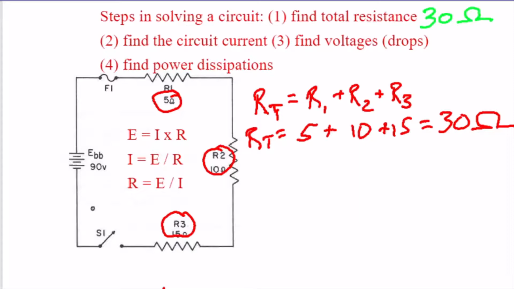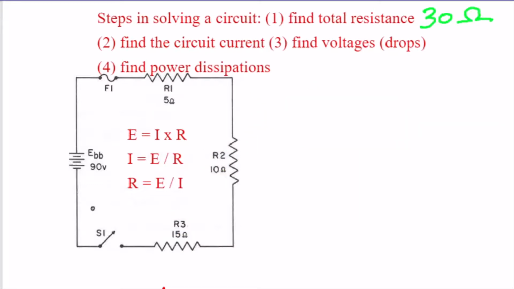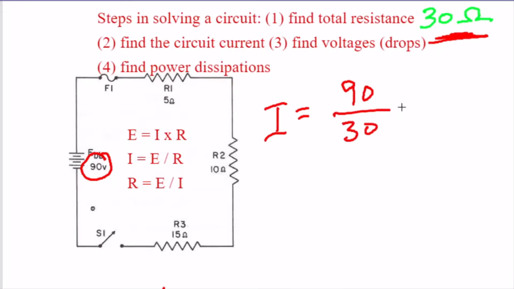Now let's go ahead and find the circuit's current. The circuit's current is going to use the second of the 3 formulas: I equals E divided by R. I is the current, and that's what we're solving for. What is E? E is the voltage, which we will pick up over here, the 90 volts. And what is the resistance? The resistance is what we have up here, the 30 ohms. So I equals E, which is 90, divided by the resistance, which is 30, and 30 goes into 90 3 times, so that gives us 3 amps for the current.